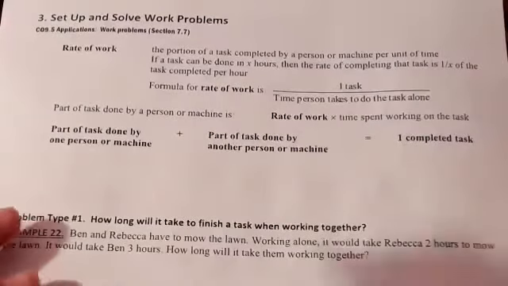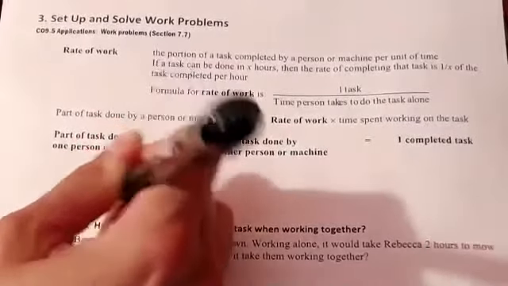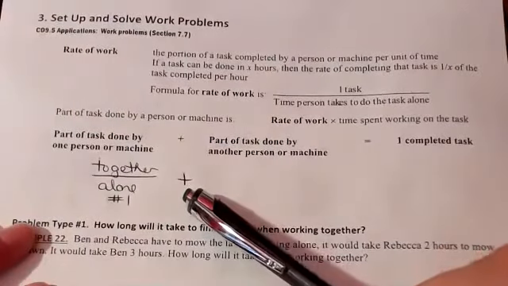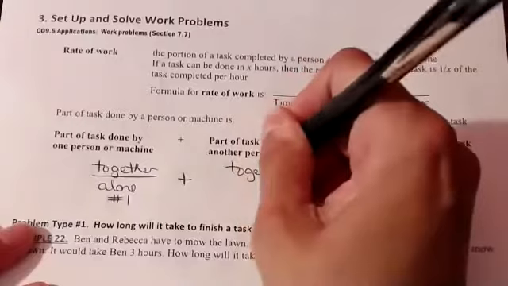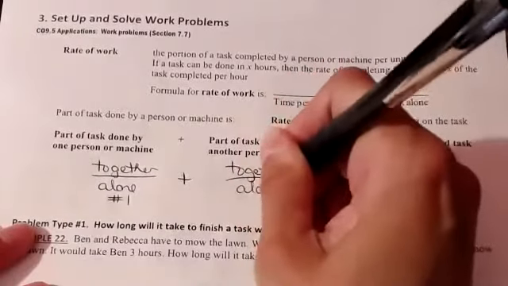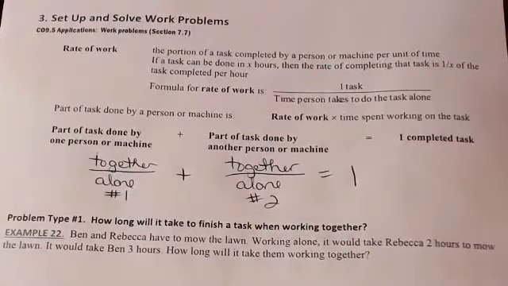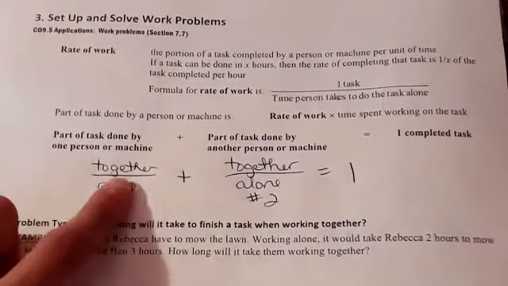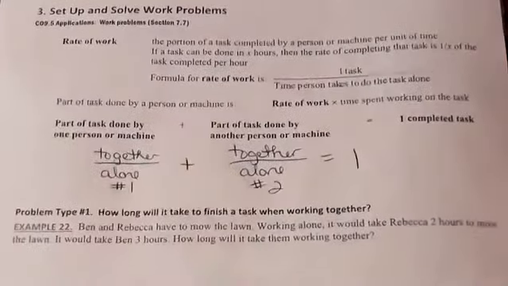The formula I would like you to use is as follows. Together over alone number one, plus, now remember that sign is going to change if something's working against you. It'll be minus if something's working against you. Then we have together over alone number two, and that's equal to one completed task. Okay, together over alone plus together over alone equals one. When I say together, I mean the time it takes when your characters actually work together. Let me show you what I mean.